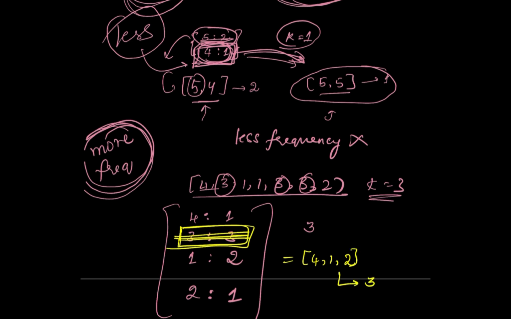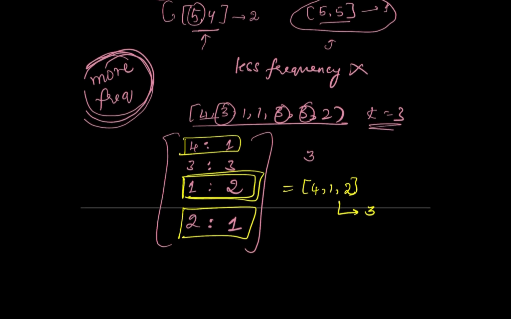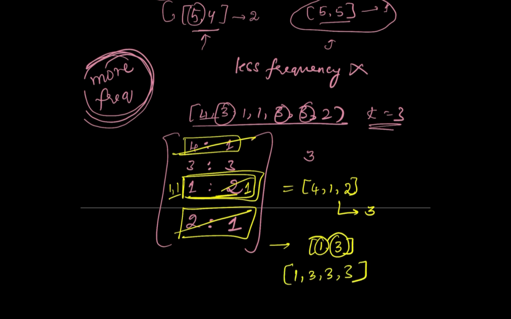Now instead of removing the 3s, I will remove one occurrence of 4, one occurrence of 2, and one occurrence of 1. I'm removing 4, I'm removing 2, and since 1 occurs 2 times here, I will remove 1 occurrence. So I will be left with one 1 and three 3s, which would be 1, 3, 3, 3. How many unique elements do I have here? I have 2 unique elements, correct? So my answer for this one would be 2.